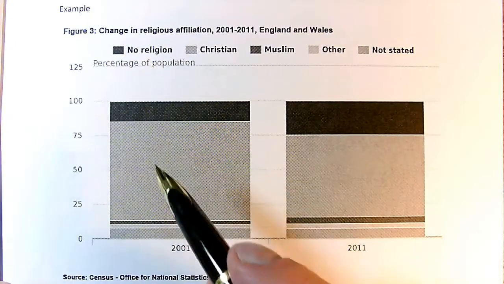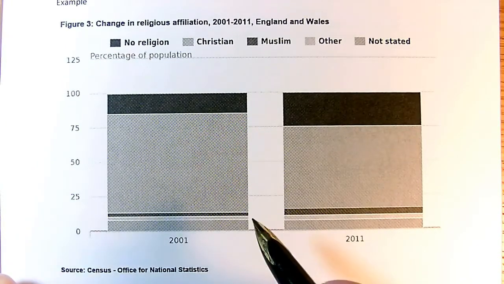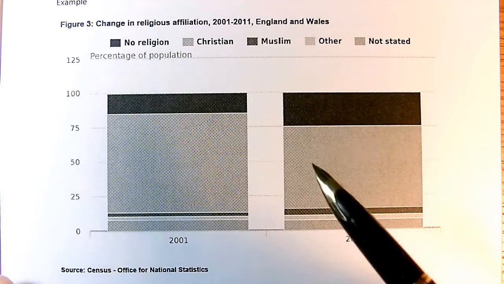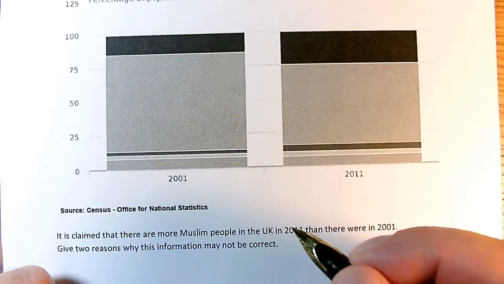So the block represents 100%. We can see the breakdown into different groups. Okay, so I think I know what I'm talking about. If you were going to do proportions of a whole, I would always suggest you did it on a bar chart. We've been given this to look at.